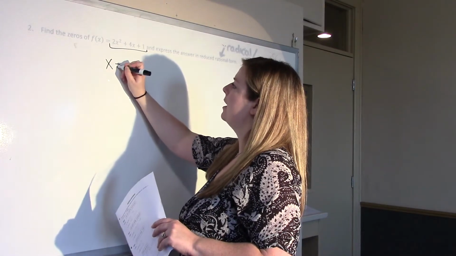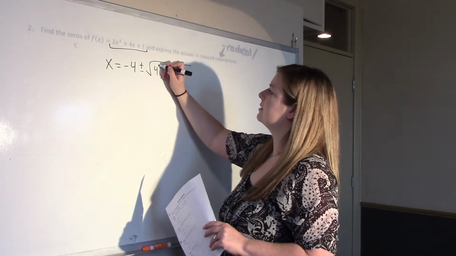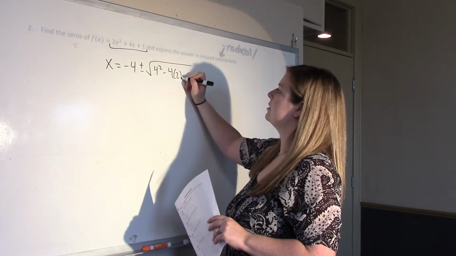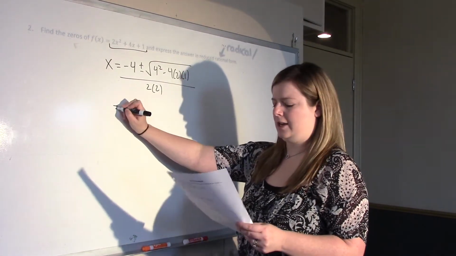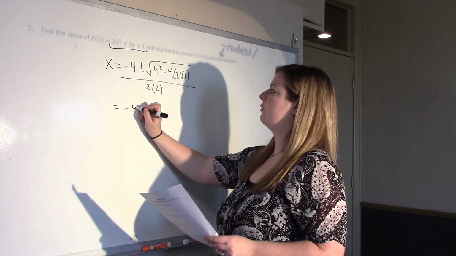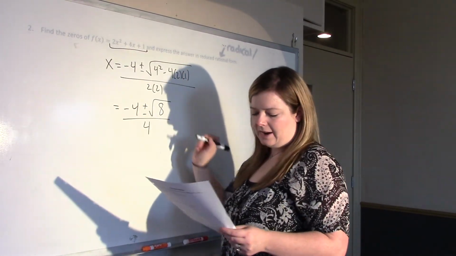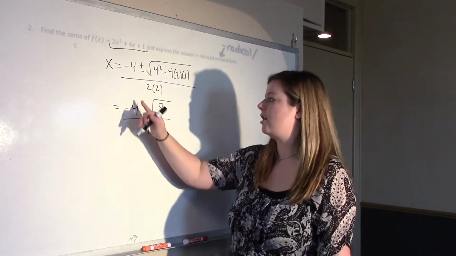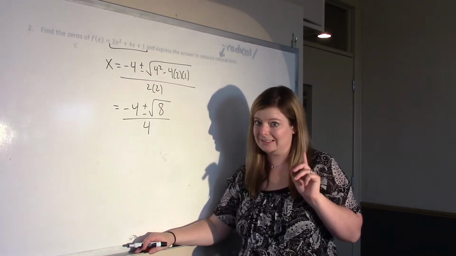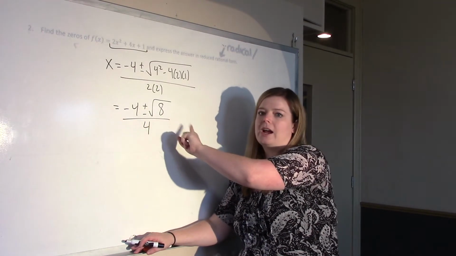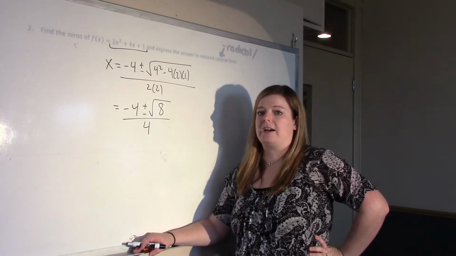So x equals -4 plus or minus the square root of 4 squared minus 4 times 2 times 1, all over 2 times 2. Okay? So this reduces to -4 plus or minus root 8 divided by 4. Now a big mistake that people make here is that they cross these 4's off. Okay, why can't you do that? Think about it. Because there's addition and subtraction here. You can only reduce this if it's a common factor.